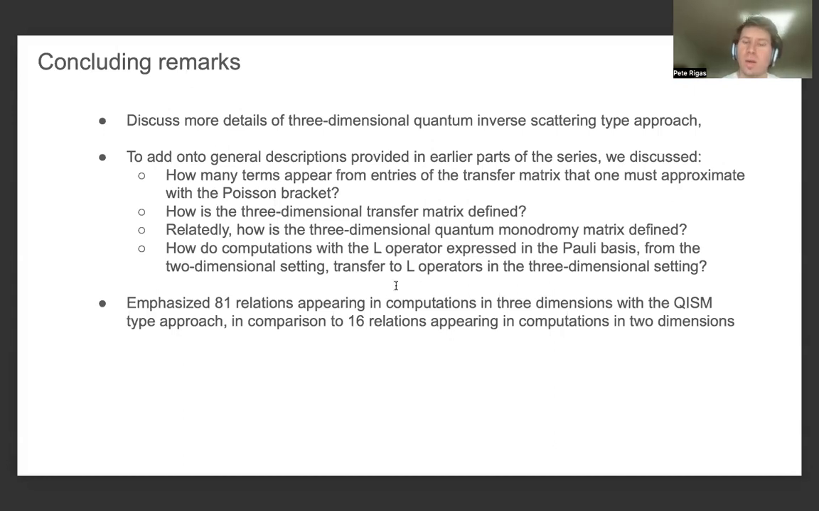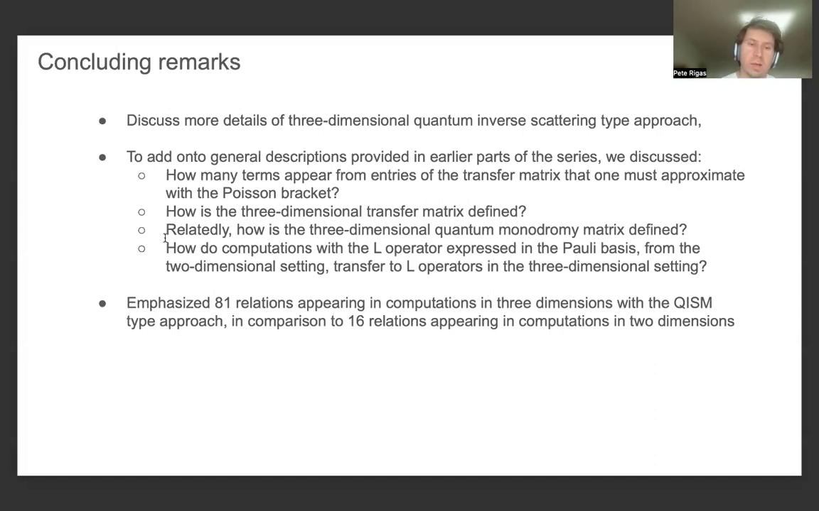And we were talking about how the computations with the Poisson bracket, which characterize the two-dimensional or the three-dimensional Poisson structure, are related to the L operators in the three-dimensional setting, and those extra additional algebraic characteristics that the L operator has in 3 dimensions that, for the most part, it doesn't seem to have in 2 dimensions.